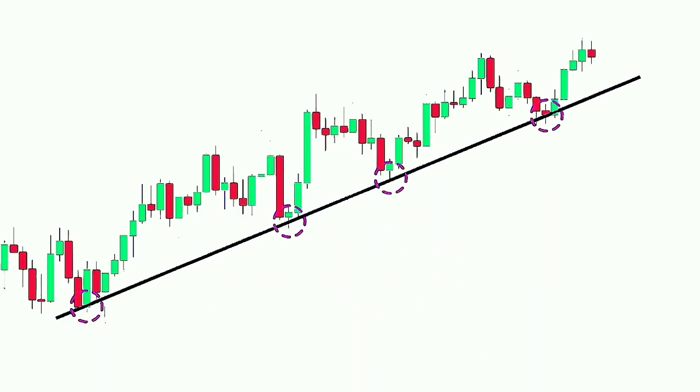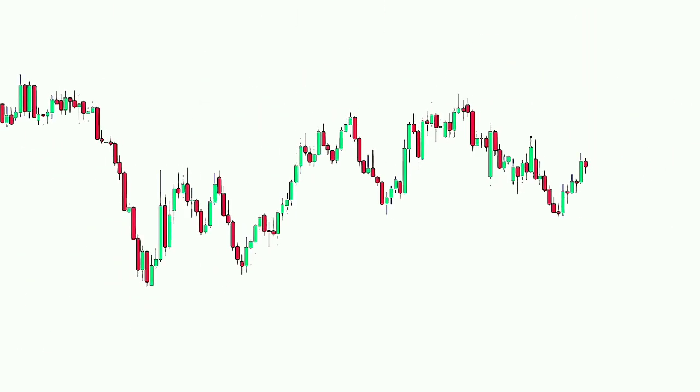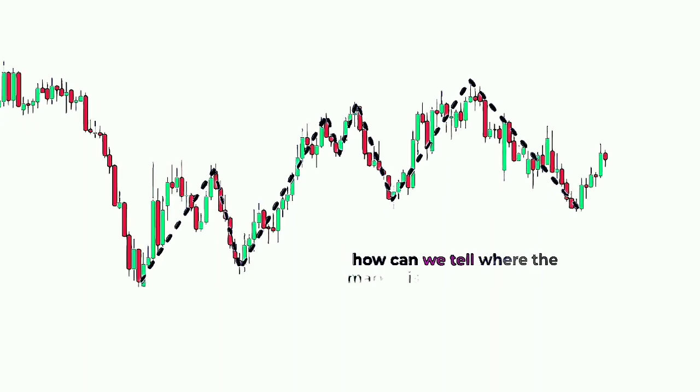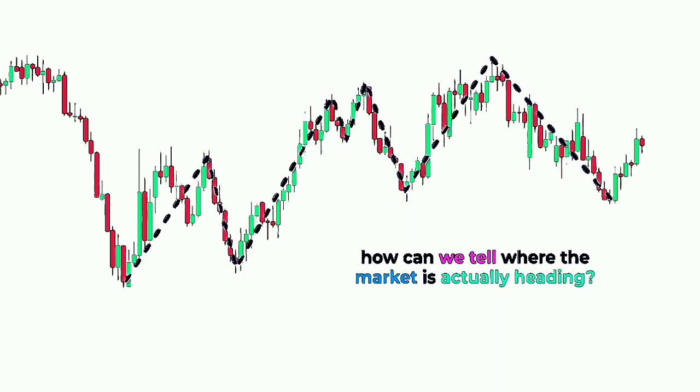A trend line is a straight line drawn on a chart that connects two or more swing points in price. Let's look at an example. In this chart, we can see that price is fluctuating, moving up and down repeatedly. So, with all these movements happening, how can we tell where the market is actually heading?